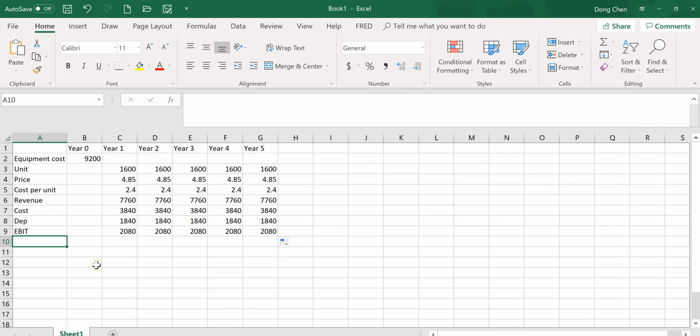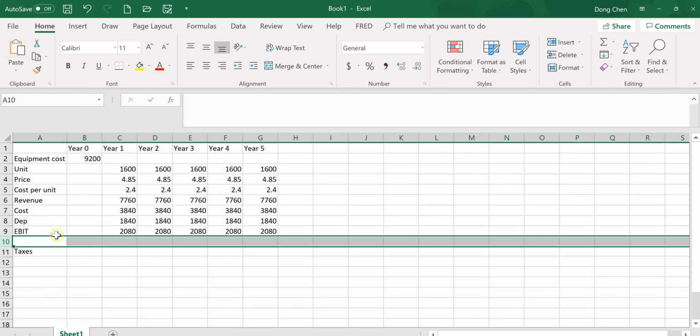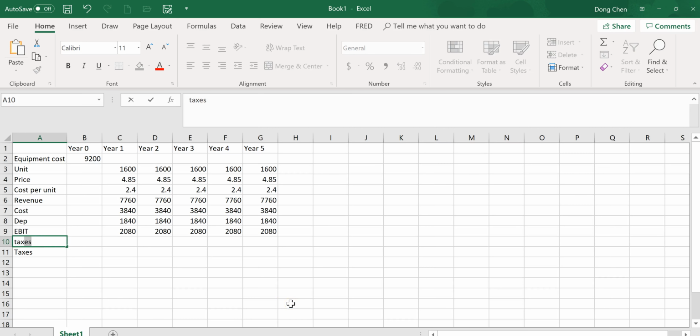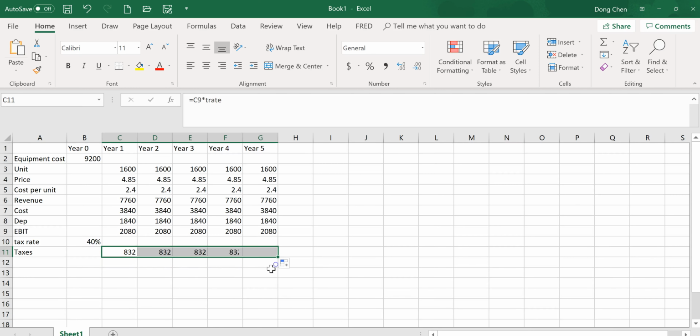So the next one will be taxes, right? Taxes is simply the tax rate. Let me insert one more row, the tax rate. Tax rate is 40%. So again, let me use the name T rate, tax rate, to stand for this 40%. So taxes will be based on EBIT and times this T rate. And pull this all the way to the right.